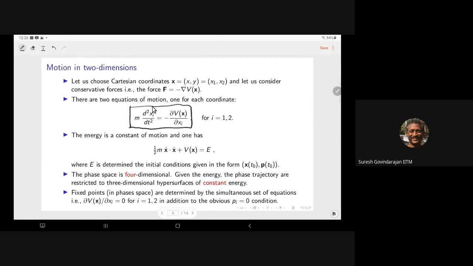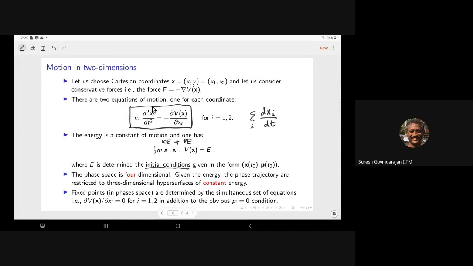Again, the energy is a constant of motion, so you can do this. Here what you have to do is multiply by dxi by dt and sum over i. And then you can integrate once again. It's the same thing, and E is determined by initial conditions. So this is just the usual thing: kinetic energy plus potential energy equal to total energy. So in this simple case, this is true. We will see examples where this is not true.